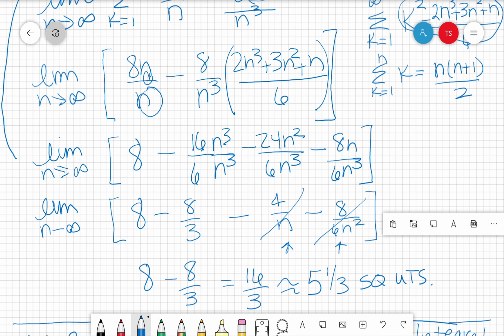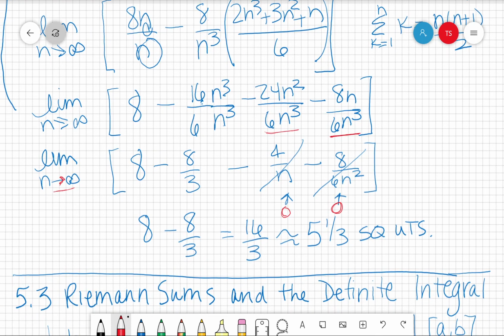I've just multiplied out 8 times 2 is 16, n cubed over n cubed. So that's going to simplify to just 8/3. And these other two values here are going to go to 0 when you're evaluating the limit as n goes to infinity. And so we're left with 8 minus 8/3, which is equal to 16/3, or about 5 1/3 units squared.